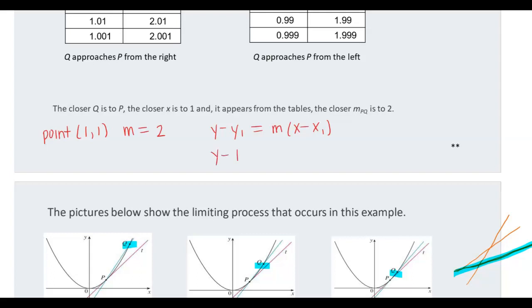So I'd say y minus 1, taking the y coordinate here, equals, well, we said that the slope is going to be 2. We found that just to see what the limiting function was. And this is x minus 1. So y minus 1 equals 2x minus 2, or y equals 2x minus 1.